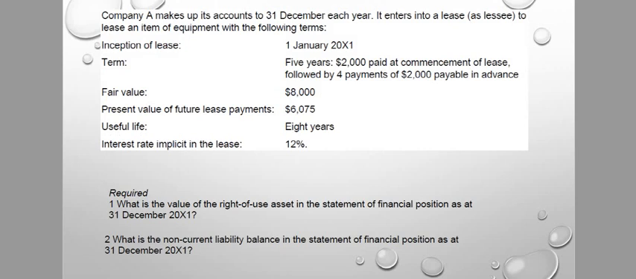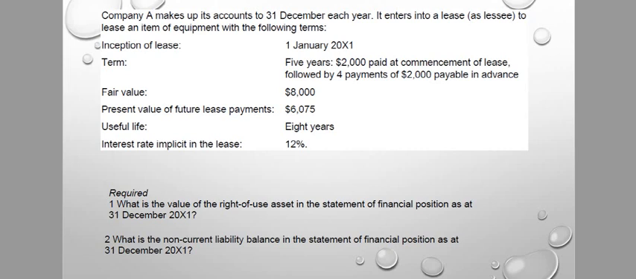We look at another question for a lease contract in advance. Company A makes up its accounts on the 31st December each year. It enters into a lease as lessee to lease an item of equipment with the following terms. Inception of the lease is 1st January X1 with a 5-year lease, 2,000 payment at commencement of the lease, followed by 4 payments of 2,000 payable in advance.